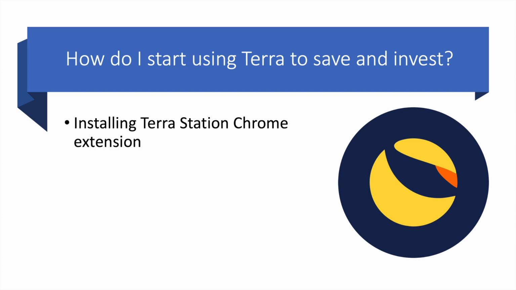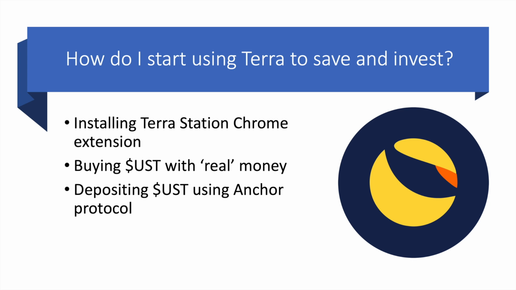I'm going to start off showing you how I would install the Terra Station Chrome extension, and then how I buy UST, the native stablecoin, with real money. And we can do this quite quickly due to a new tool that is available. And then I'm going to deposit some UST into a savings account earning about 20% interest. And I'm also going to be buying some Luna, which is a more volatile asset on the Terra ecosystem.